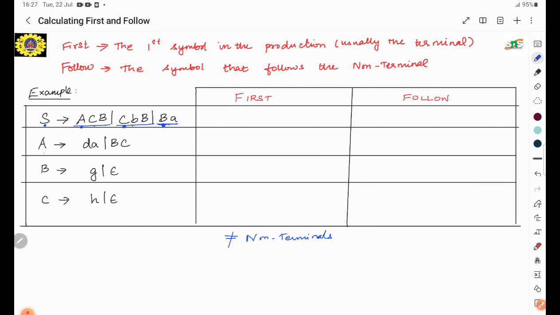So here for capital A we have two productions, which is DA and BC, among which the first production DA, the first symbol that has started is our D. Usually in first we should write only terminal symbols, not non-terminals. So in this production DA, what starts the first is D, small d. So d will be one of your first.